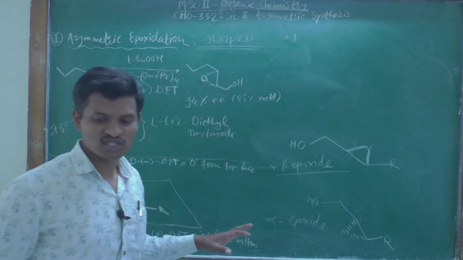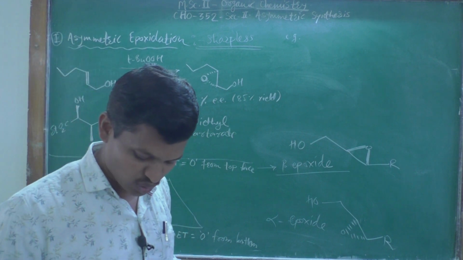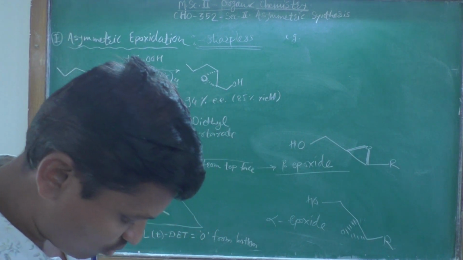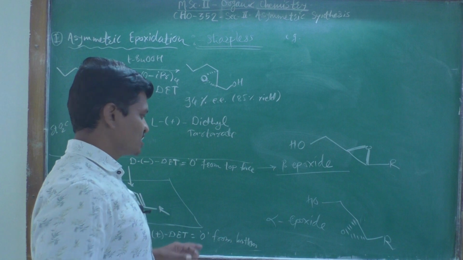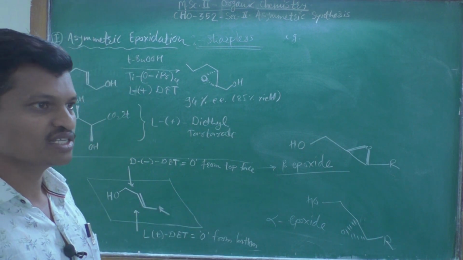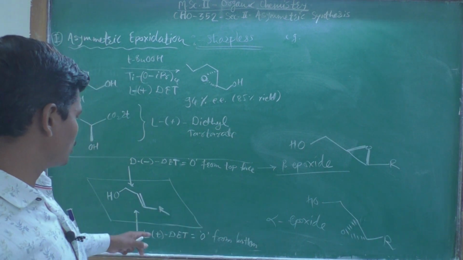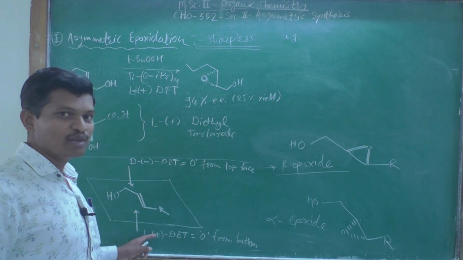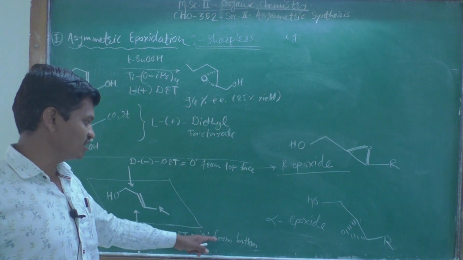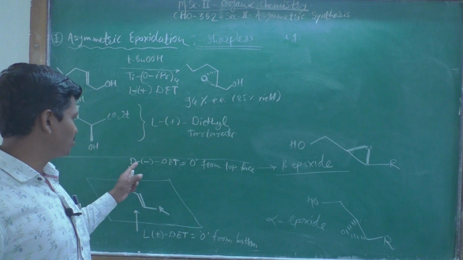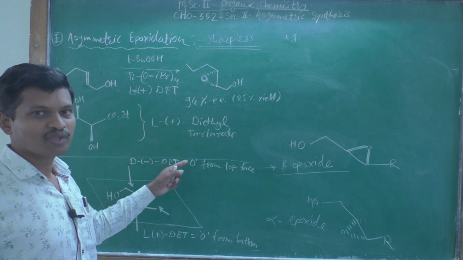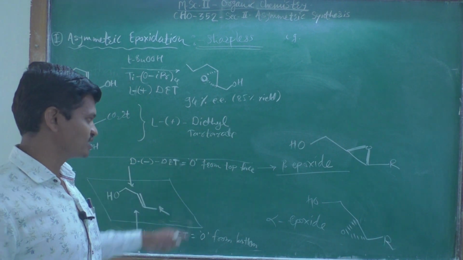Okay, so these things you have to keep in mind while solving the problems, or while studying this Sharpless asymmetric epoxidation. So L plus DET gives alpha epoxide, bottom face, and D minus DET gives beta epoxide, top face.